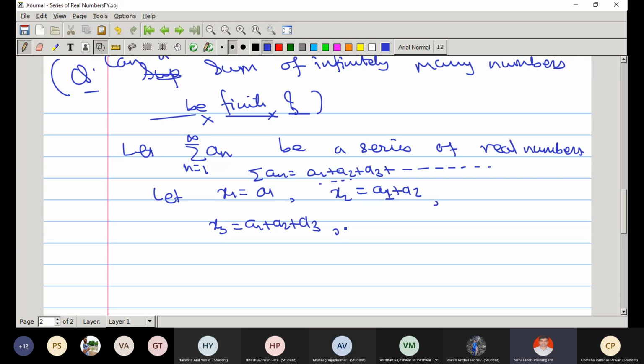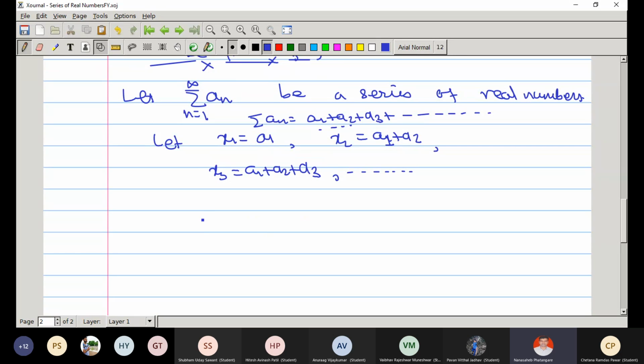Now a1, a2, a3, a4 are all real numbers. So is x1 a real number? Yes, sir. X2 is a real number because it is a sum of two real numbers. It is a finite number. X3 is a sum of three numbers. So in general, xn is a1 plus a2 plus a3 plus up to an, the sum of the first n terms in the series.